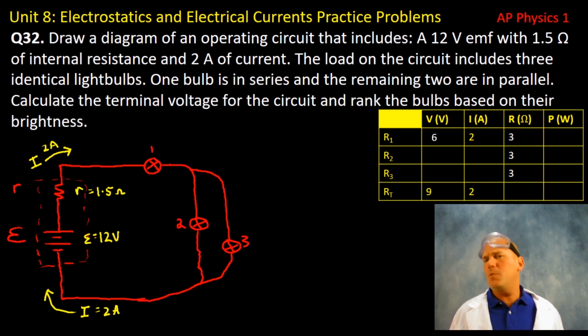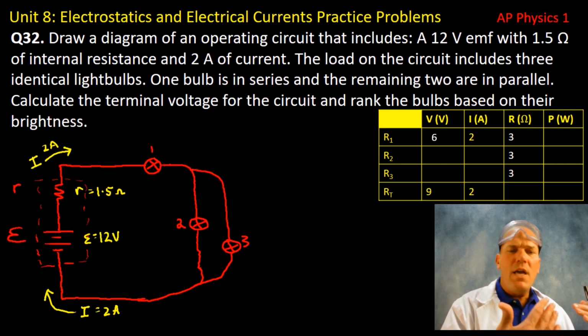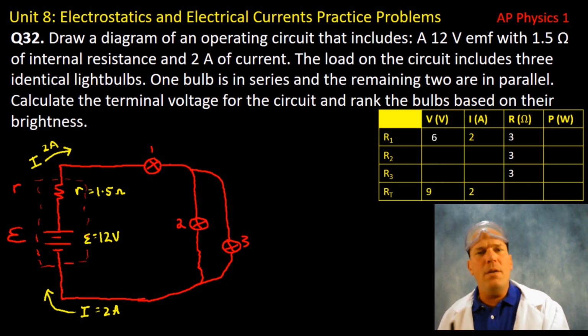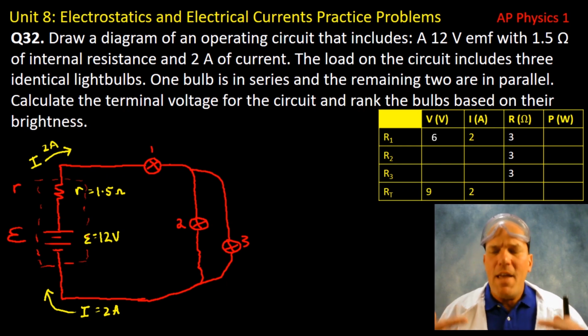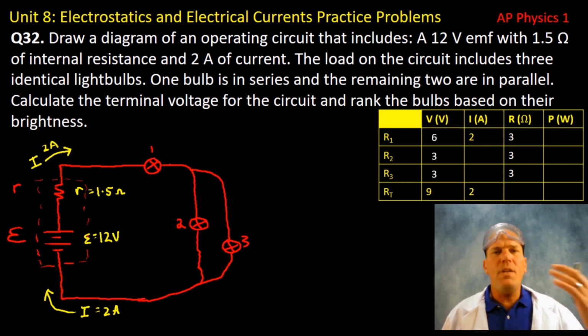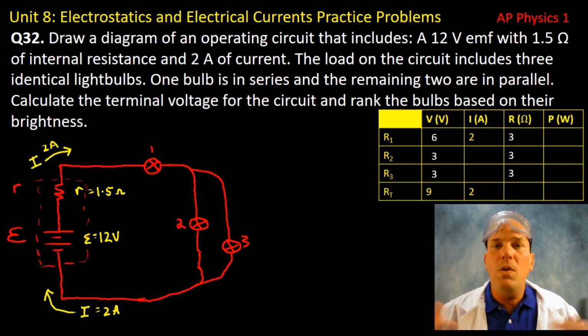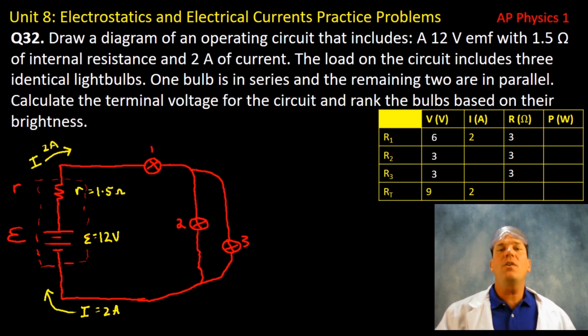So equal amounts will go. But we know the same voltage drop will occur across 2 as 3. If we put a voltmeter across 2 and then a voltmeter across 3, they should have identical voltages, and those voltages would be equal to 3 volts. Notice 6 plus 3 is 9, and that gives me my total voltage. And that's Kirchhoff's loop rule, which is nothing more than an application of the conservation of energy.